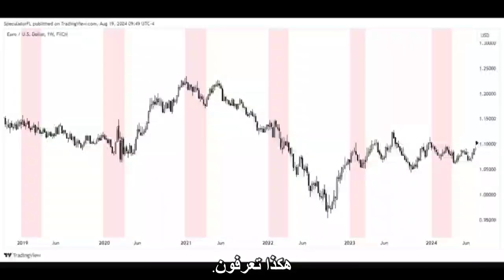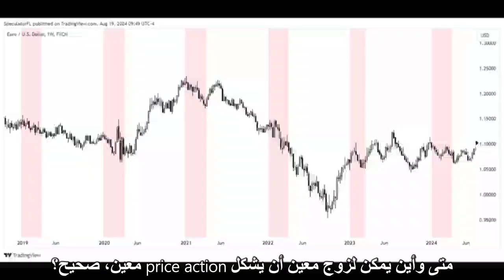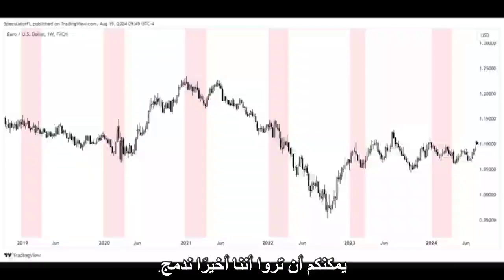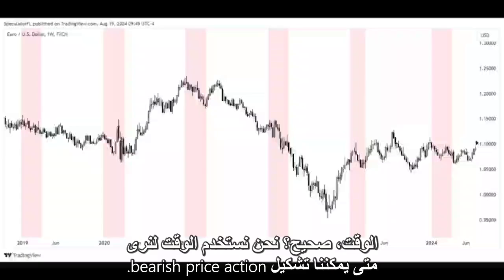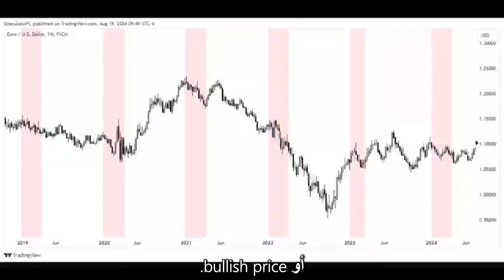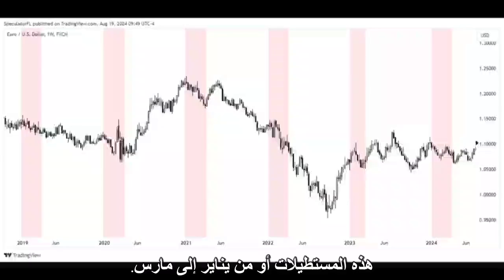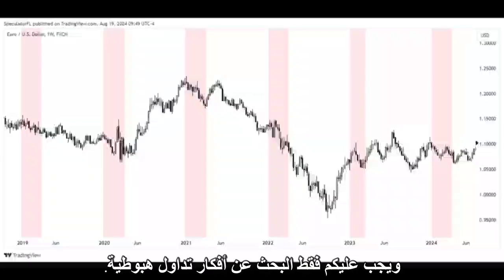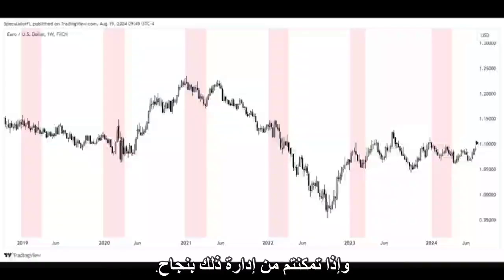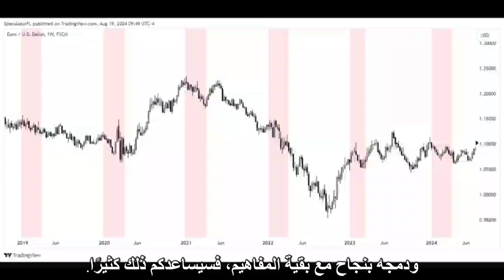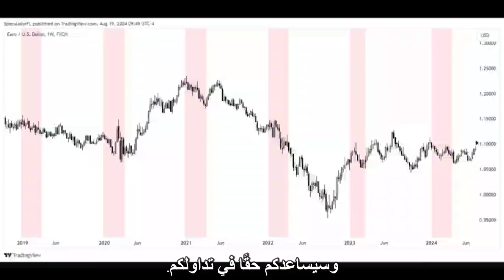This is how you know when and where a particular pair could form particular price action, right? You can see that we are finally integrating time. We are using time to see when we can form bearish price action or bullish price action. Now, during this time of the year, you can be cautious around price inside these rectangles, from January to March, and you should only look for bearish trading ideas and frameworks. And if you can successfully manage that and successfully integrate it with the rest of the concepts, it will help you a lot and really assist you in your trading and your higher time frame analysis.